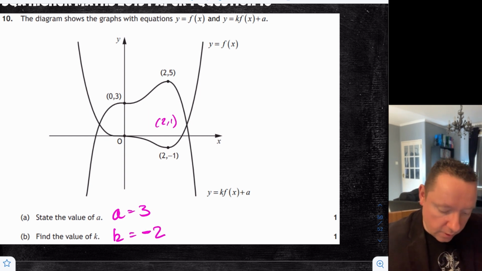The minus tells me to flip it upside down. It then gets doubled to go up to 2. Add on 3 is 5. So it's minus 2. And we're done there.